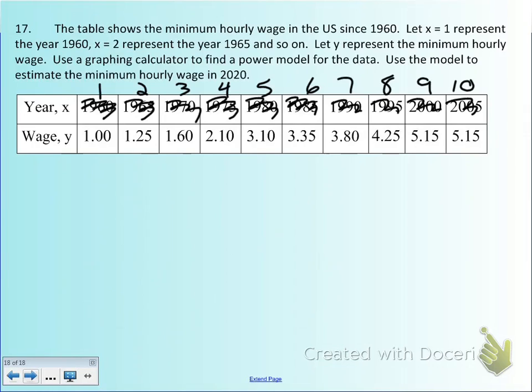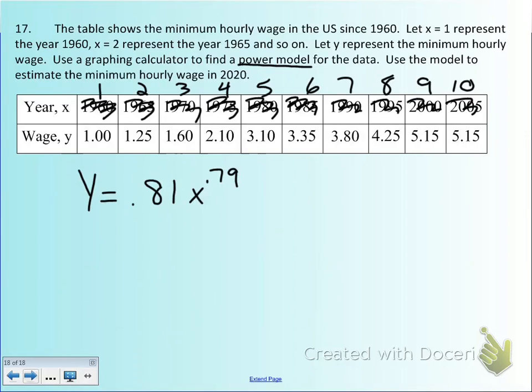So we're going to plug these into our L1 and L2 in our stat edit menu. Then you do stat calc, and this time we want a power model. So you're going to hit the power regression button, which is letter A. So you do all that work, you plug all those in, you should get y equals 0.81 x to the 0.79 power. Okay, that's part of the problem.